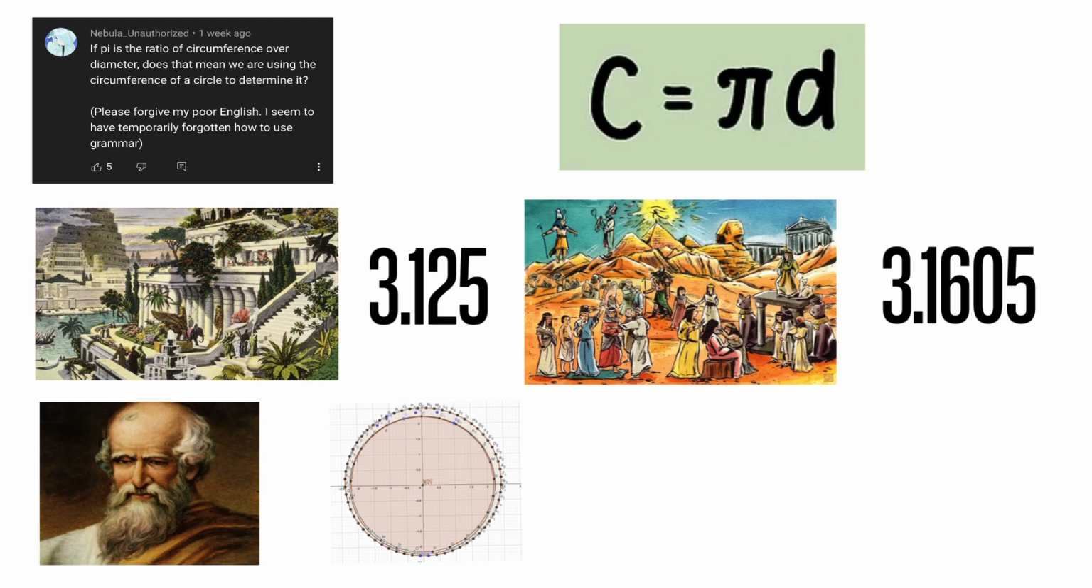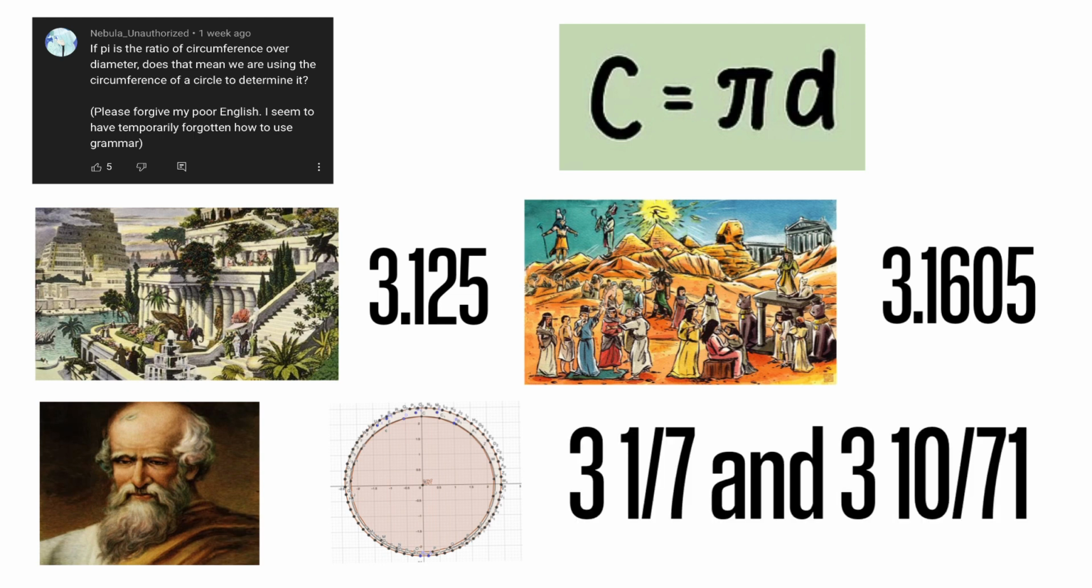In such a particular way, he showed that pi was in between 3 and 1/7 and 3 and 10/71. So you see, Archimedes did not try calculating pi by dividing the circumference and diameter. Although right now, you can find pi by dividing the circumference and diameter of a circle since it's been confirmed.